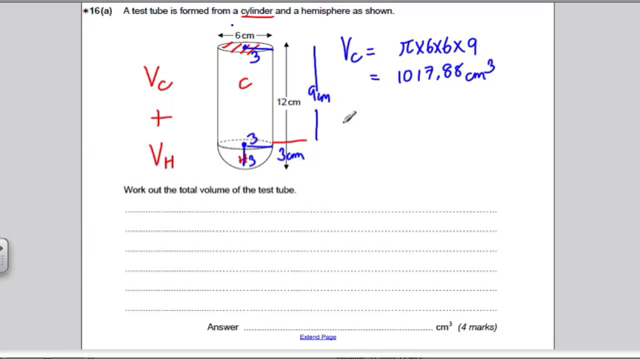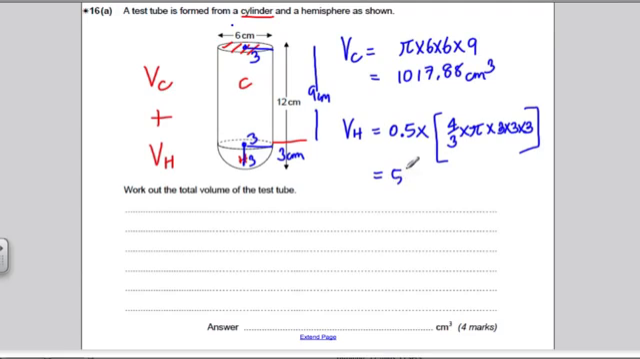Well, what's the volume of the hemisphere? A hemisphere is half a sphere. So it's 0.5, so it's half of the volume of a sphere, which if we look in our formula booklet, we're given as 4/3 times pi times r cubed, and r in this case is 3. So times 3 times 3 times 3. We type that into a calculator, so 0.5 times 4/3 times pi times 3 times 3 times 3, and we get in total 56.55 centimeters cubed.